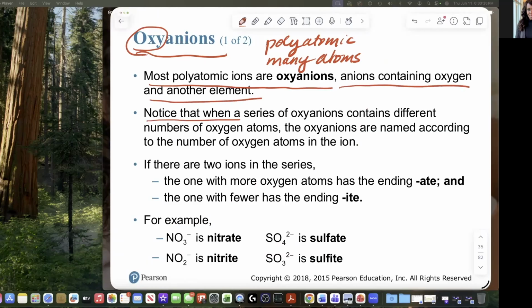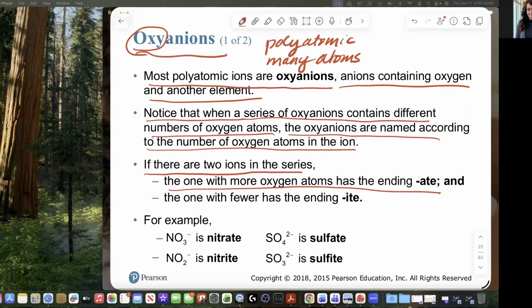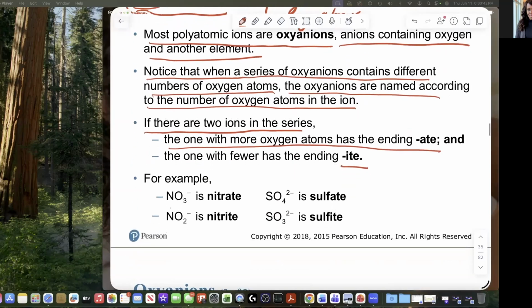Notice that when a series of oxyanions contains different numbers of oxygen atoms, the oxyanions are named according to the number of oxygen atoms in the ion, okay? If there are 2 ions in the same series, the one with more oxygen ends with -ate, the one with less oxygen ends with -ite. So in this case here, NO3 minus is nitrate, NO2 minus is nitrite.